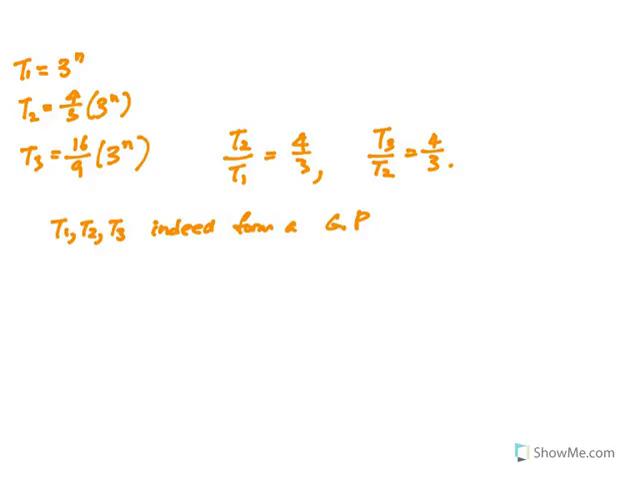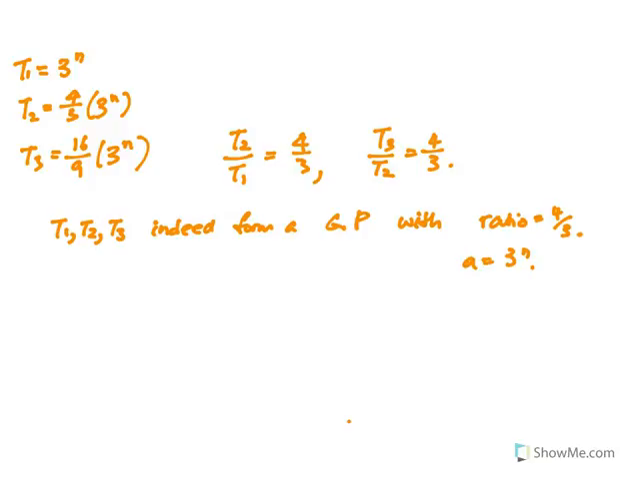Form a GP, with common ratio 4 over 3, and the first term is equal to 3 to the power of n. Alright, that's for part 1. Part 2.